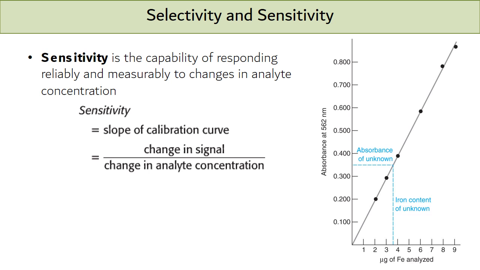And so that's nice. Terminology-wise, sometimes people will confuse sensitivity and selectivity. Sensitivity is essentially the slope of the calibration curve, because it's saying how much does signal go up for any given change in analyte concentration? Well, that's rise over run. That is the slope of the calibration curve.